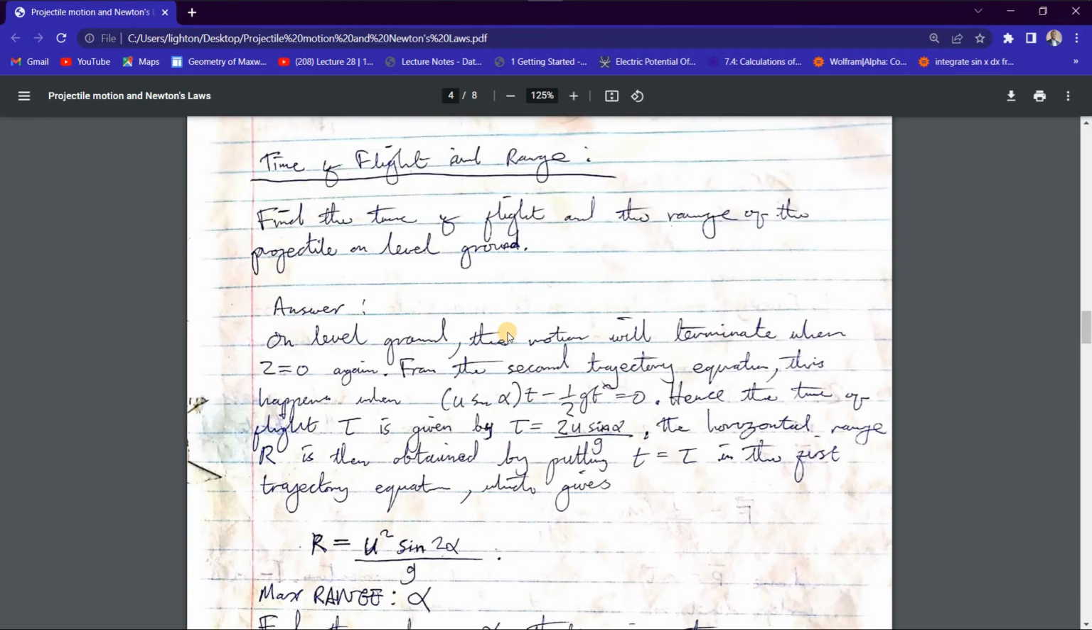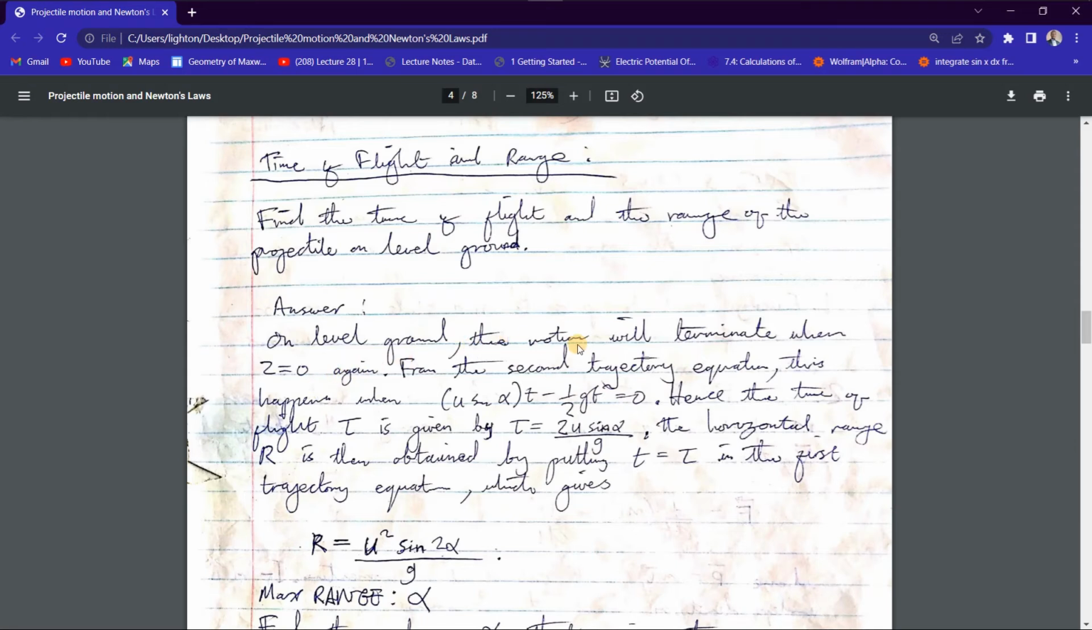Time of flight is just the time taken to complete the projectile motion, until the particle falls to the ground. So that's the time taken, that is the time of flight. Here we're saying find the time of flight and the range. Of course, the range is just the horizontal distance for a projectile.